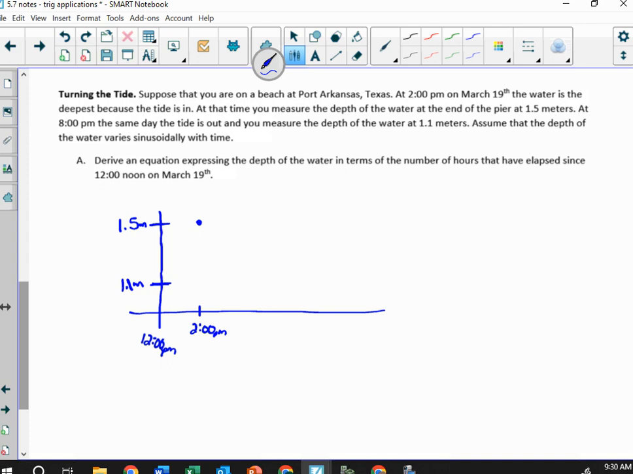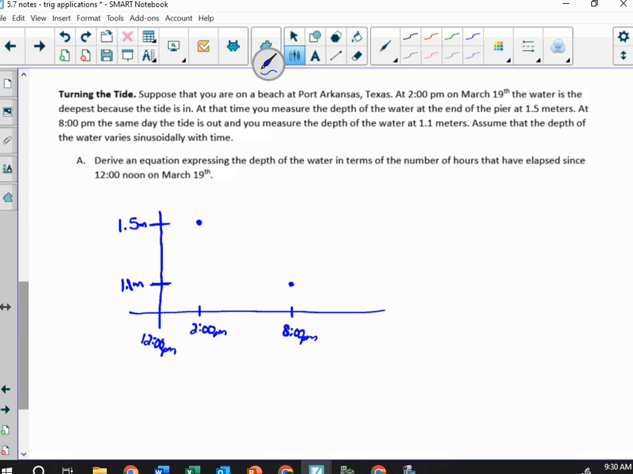And then the other thing we know is that at 8 p.m. on that same day, the tide is out, and that's when it's 1.1 meters. So I'm going to leave a little space here, put a tick mark, and say 8 p.m. And that's when I get a dot at 1.1. Lovely. Lots of information here.